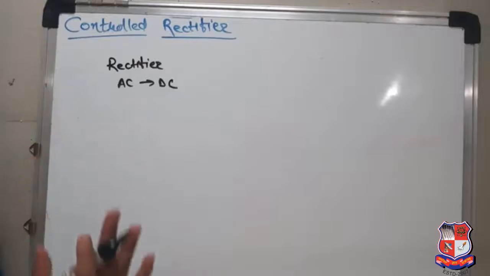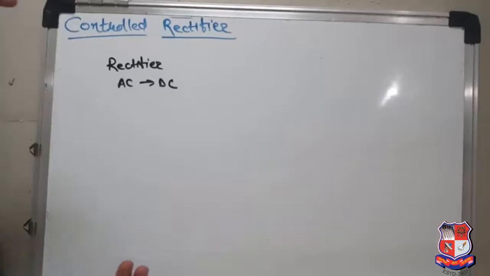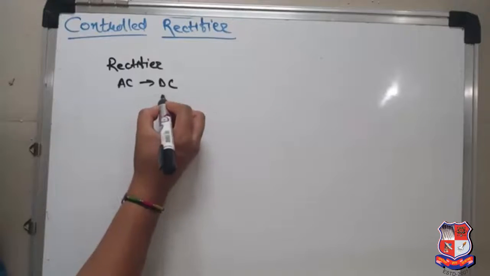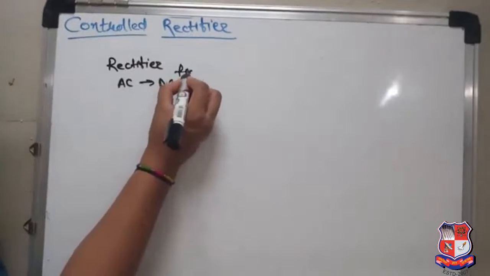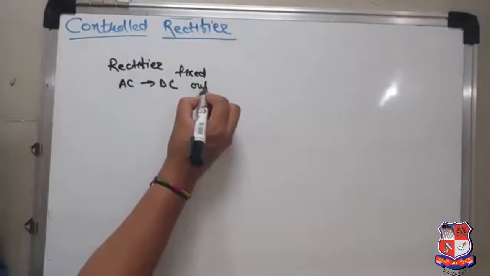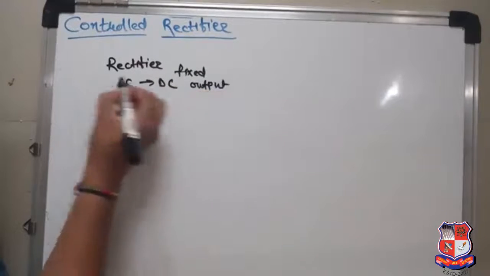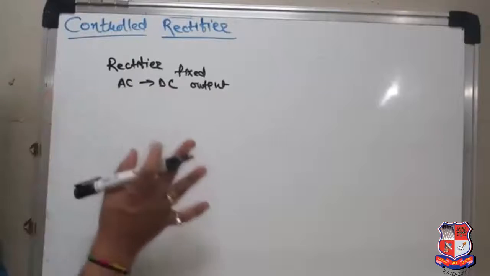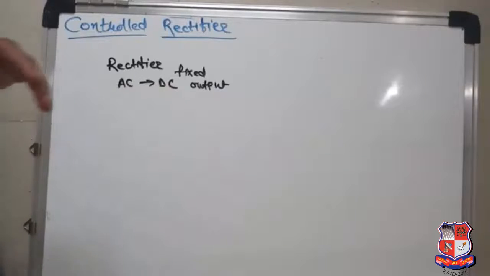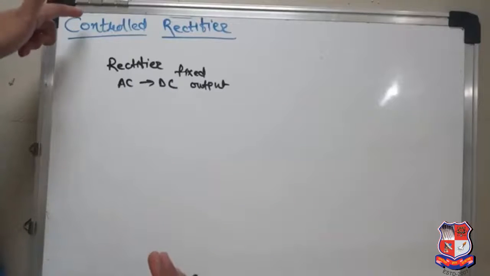Now in a simple rectifier we are using a diode, so the function of the diode is to convert the AC into DC, but you get a fixed output. If you get a fixed output DC supply, then it is called a rectifier or a simple rectifier. Now today's topic of discussion is the controlled rectifier.